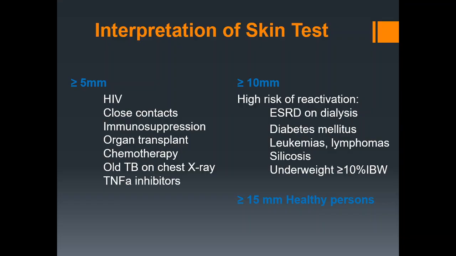We measure the area of induration, and the interpretation of the skin test depends on the diameter of the reaction. For those at very high risk for tuberculosis, like HIV, close contacts, immunosuppressed organ transplants, those on chemotherapy, or evidence of old TB on the X-ray or those using TNF blockers, 5 millimeters in duration or more is considered positive. Others are at risk but less than the previous group, for example, end-stage renal disease, diabetes, leukemia, lymphoma, and underweight, more than 10% below the ideal body weight; we consider 10 millimeters as positive, and in healthy persons, 15 millimeters in duration is considered as positive.